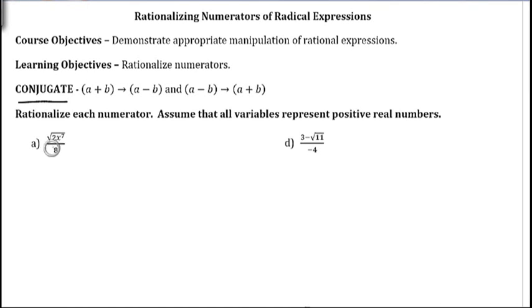Our first example is the square root of 2x to the 7th over 8, and we can simplify this square root in the numerator a little bit. 2 goes into 7 3 times, so that would be x cubed square root of 2x over 8. And you can't simplify the 2 with 8 because the 2 is underneath the square root and the 8 is not. And so the square root that we want to get rid of is the one in the numerator, so we're going to multiply by the square root of 2x on both the top and the bottom.